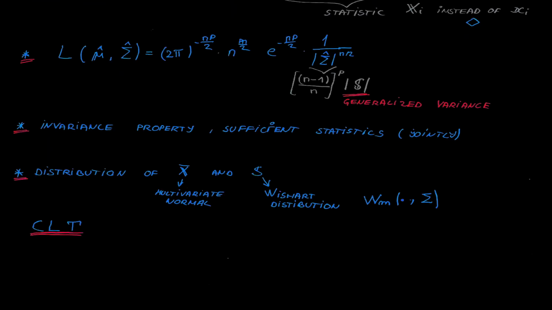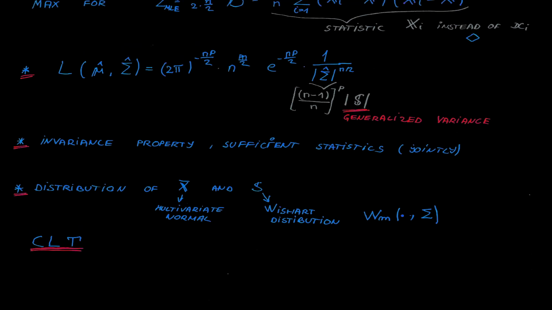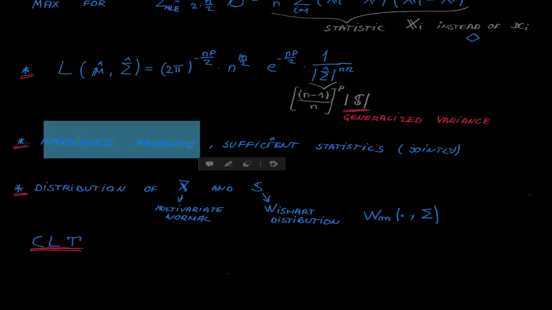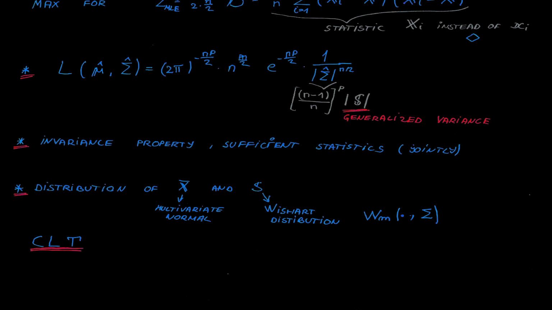It is important to mention that the properties of the maximum likelihood estimators in the univariate case, such as the invariance property or sufficient, or jointly sufficient, statistics, hold even in this multivariate case. So the invariance property holds, as well as that this pair is a jointly sufficient statistic for our parameter, in this case the two-dimensional parameter mu and sigma.